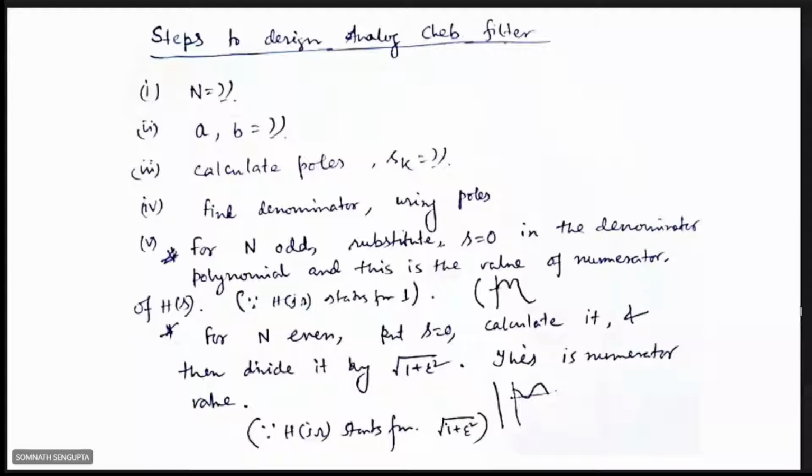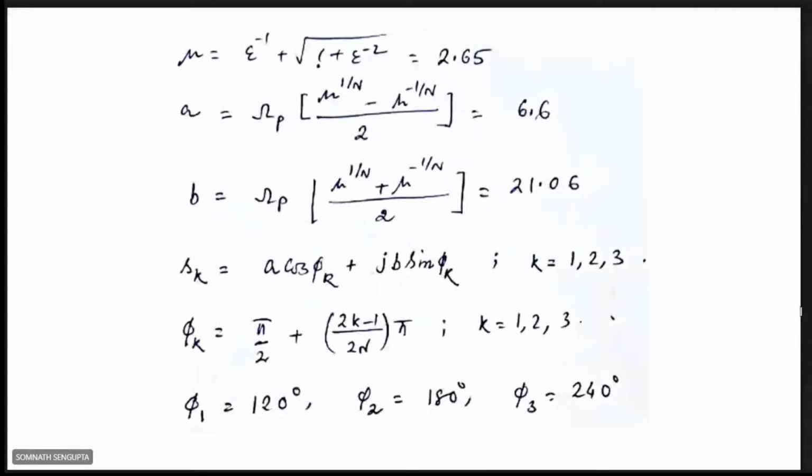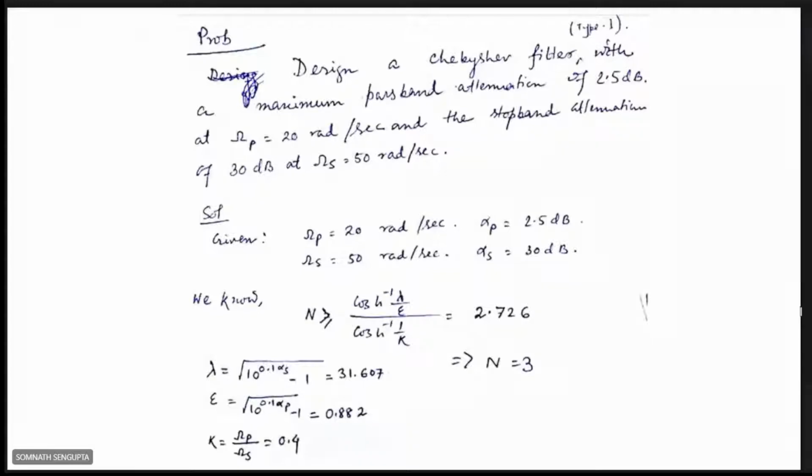Now there are some steps to design analog Chebyshev filters. First we'll see this one example, then it will be clear and very easy. One problem is given: design a Chebyshev type 1 filter with a maximum passband attenuation of 2.5 dB at omega p equal to 20 radian per second and a stop band attenuation of 30 dB at omega s equal to 50 radian per second.